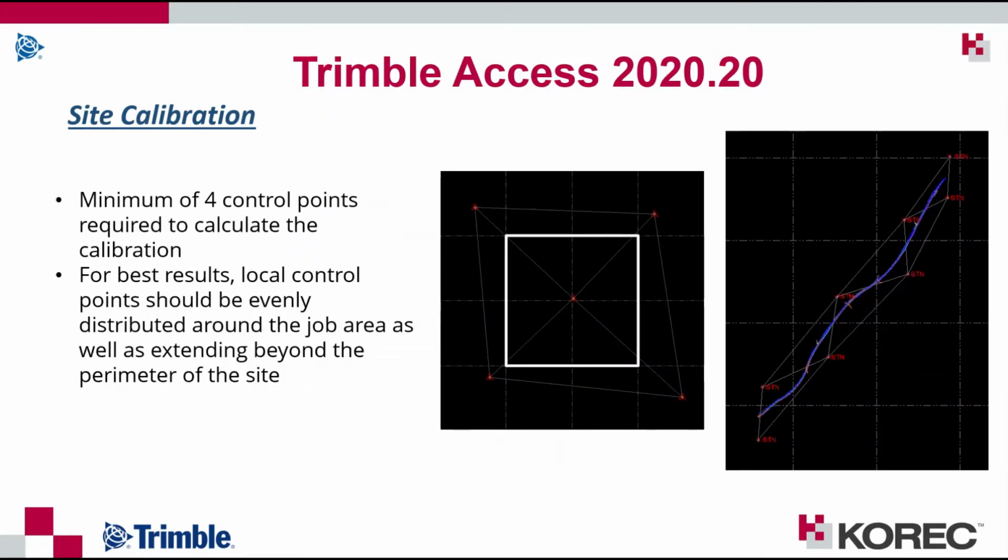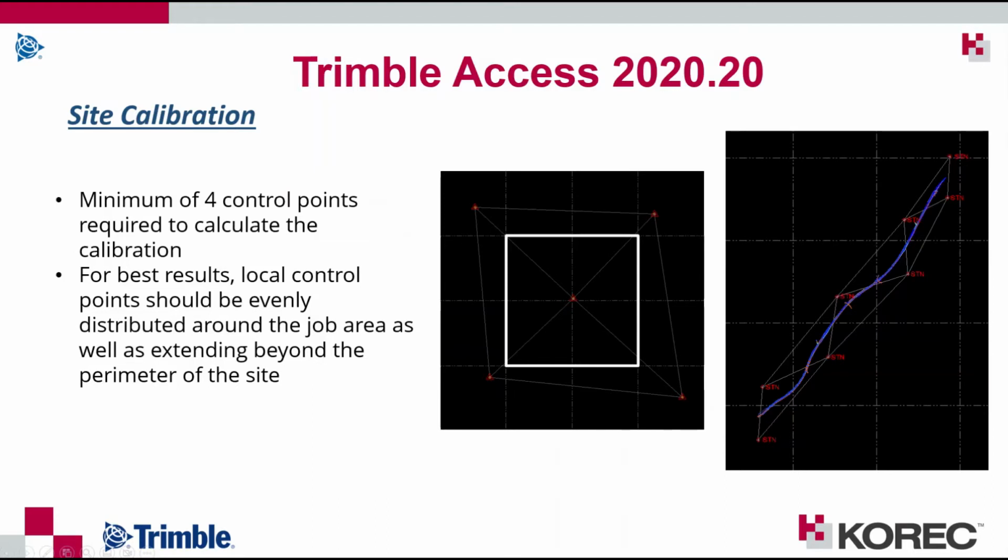A minimum of 4 control points are required to calculate the calibration. And for best results, the control points should be evenly distributed around the job area as well as extended beyond the boundary or perimeter of the site. In the first example there, you can see the site boundary or perimeter is represented by a white square, and you have 4 control points surrounding the site, and you have 1 control point there in the middle of the site. So that would be typically good geometry for a site calibration.